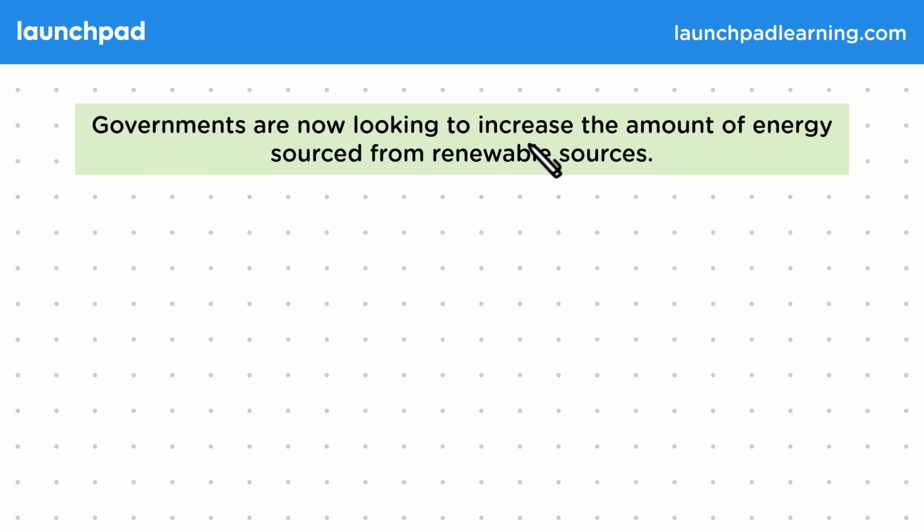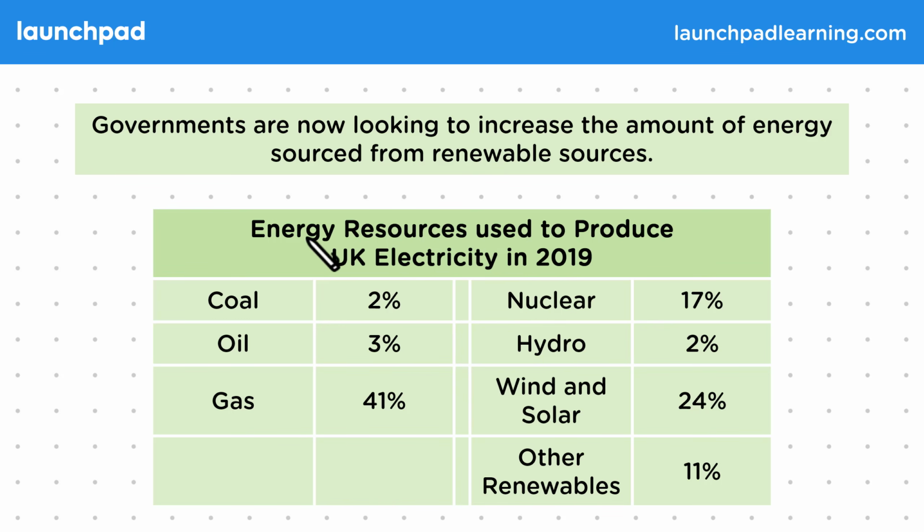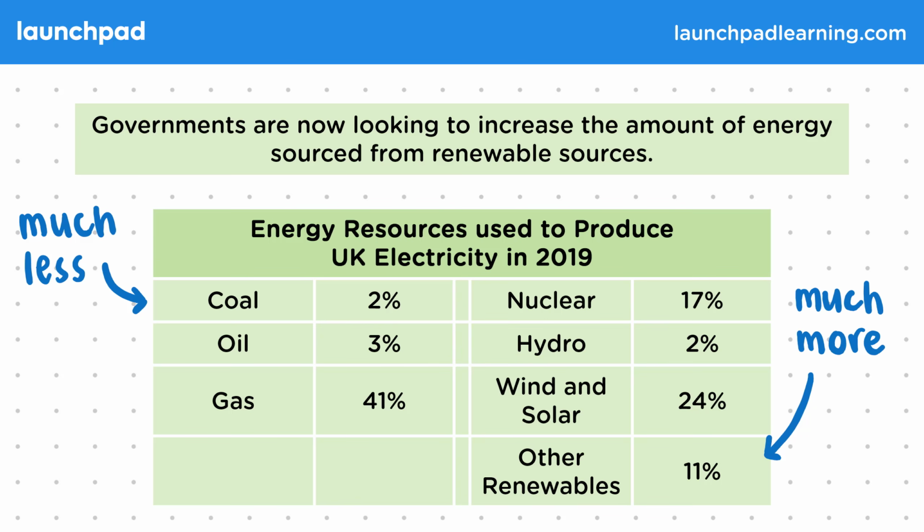Governments are now looking to increase the amount of energy sourced from renewable sources. We need to be prepared for when fossil fuels run out and also help the environment. This table presents the energy resources used to produce UK electricity in 2019. As you can see, there's much less reliance on fossil fuels and also an increased use of renewable energy sources. Coal was the first to be phased out because of its environmental impact.